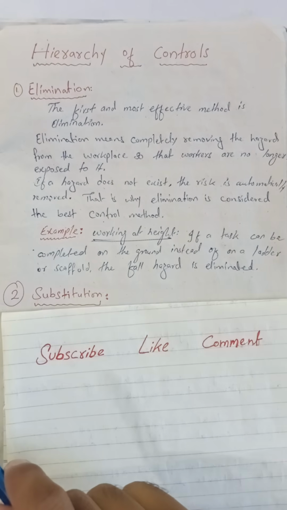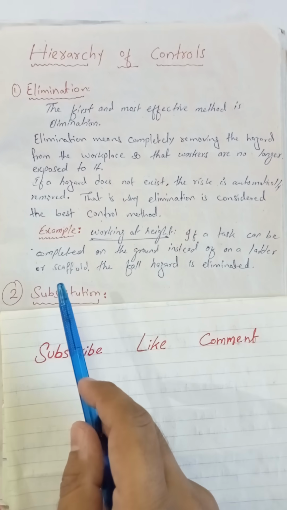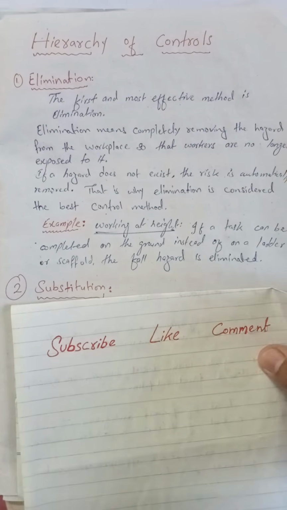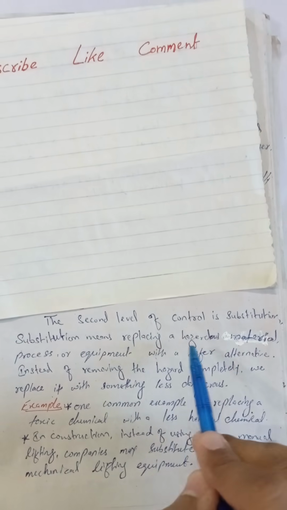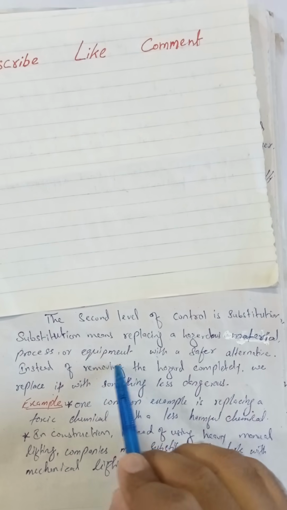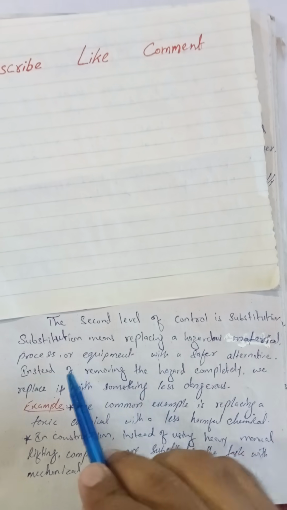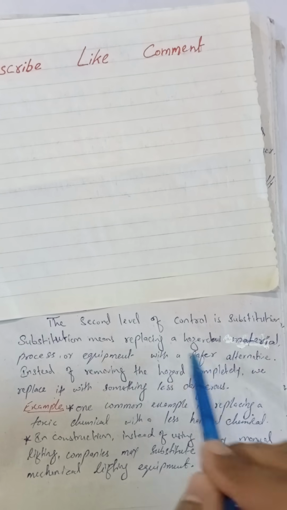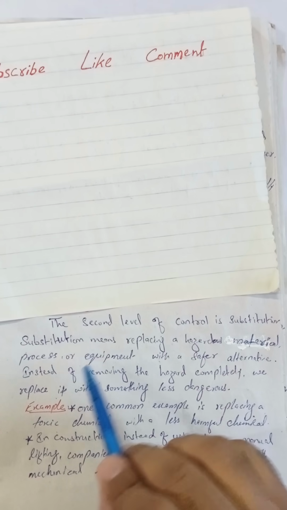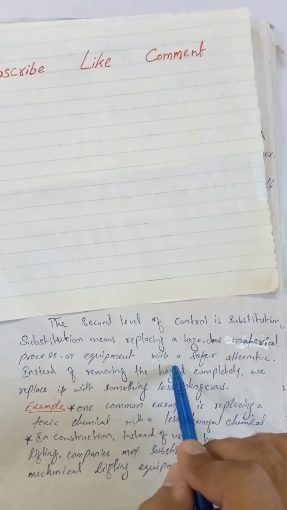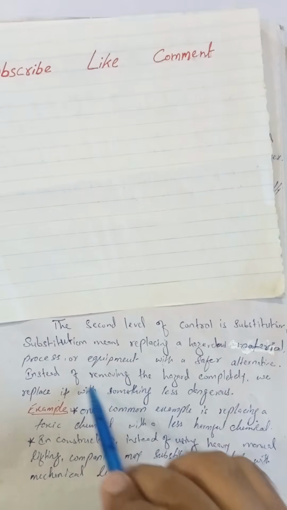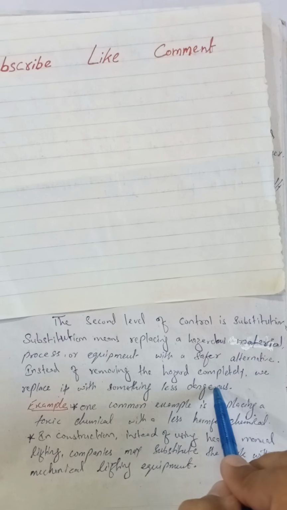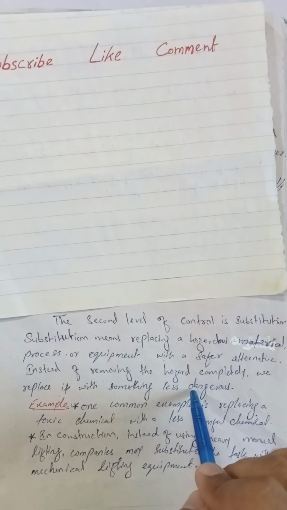The second control is substitution. It means replacing a hazardous material, process, or equipment with a safer alternative. In this method, we cannot eliminate the hazard completely, but we replace it with something less dangerous.